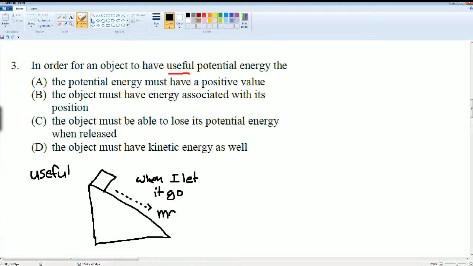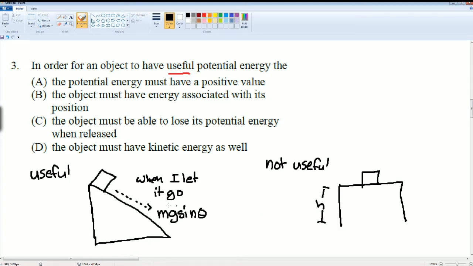I don't even have to apply anything, because you know what slides it down? It's the mg sine theta that is pushing it down. The sine part of gravity. Good. What about not useful? If I have a table and I have a block right here and there's a height. I know there's a height, right? There has to be a height. Here there's also a height.